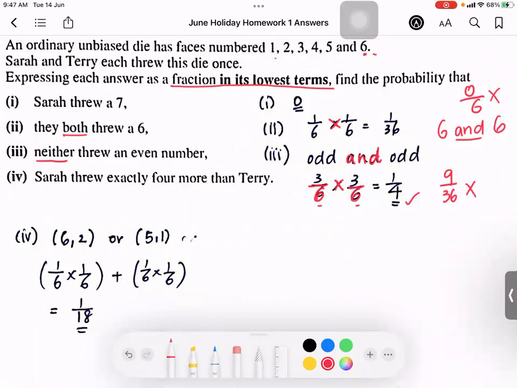Okay. Next part, Sarah threw exactly 4 more than Terry. 4 more than Terry, huh?